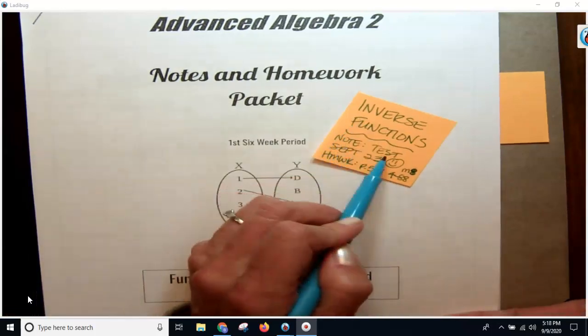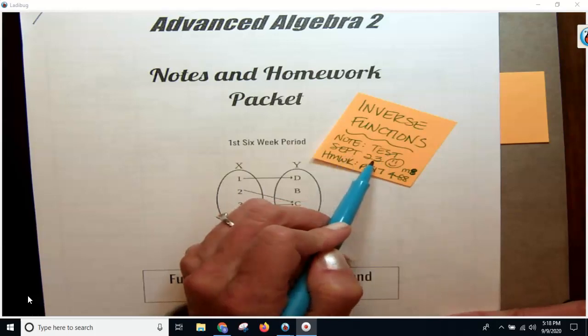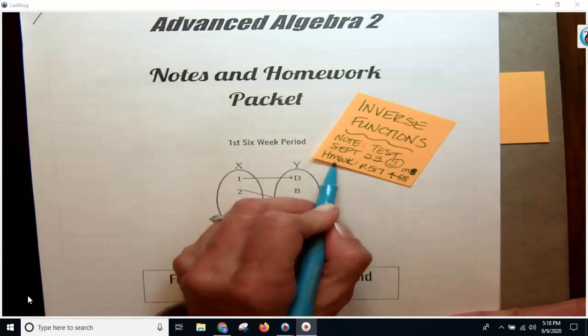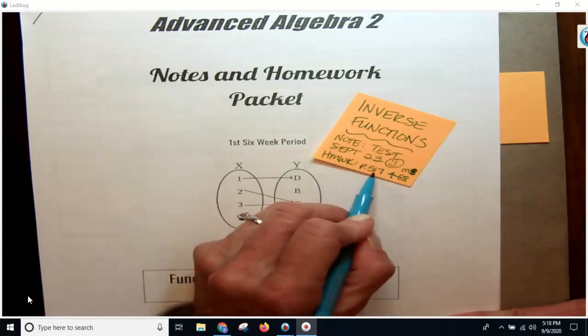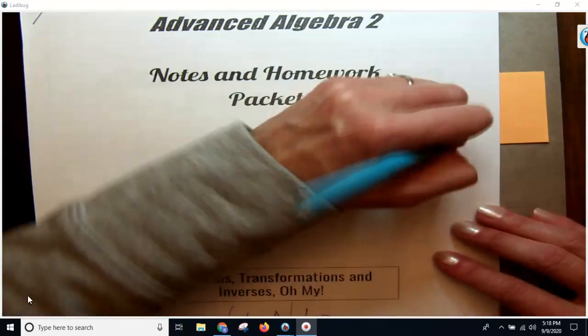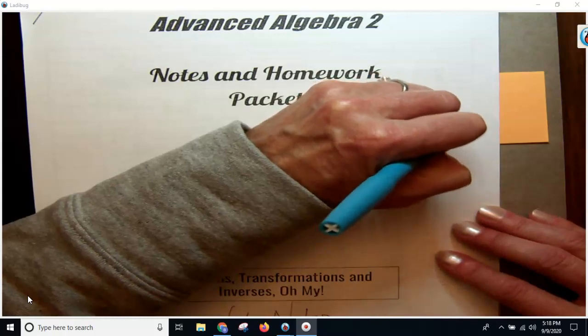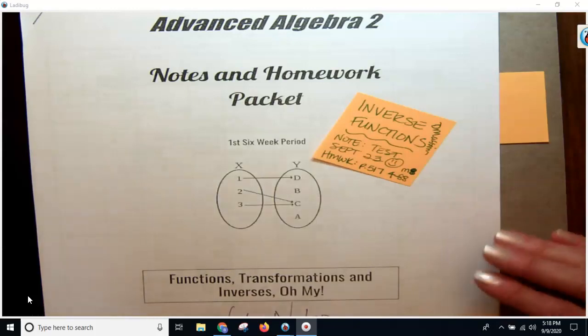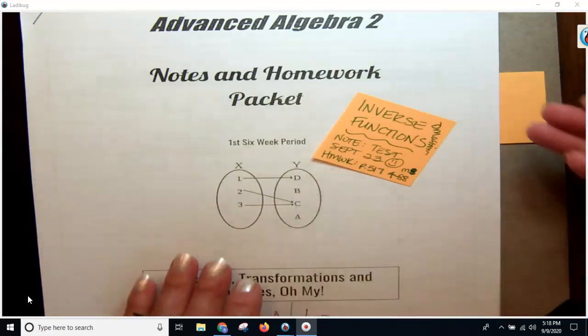Just a few notes. We are going to have a test on September 23rd, which is a little ways away, but just mark that on your calendar. And your homework tonight is going to be page 517, 4 through 8, multiples of 8, and a Delta Math assignment. Okay, so there's a Delta Math assignment as well as that homework pack.